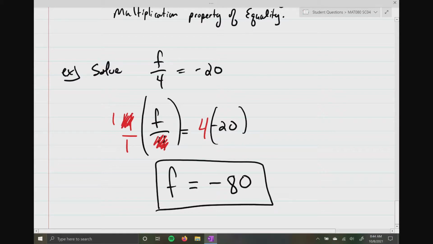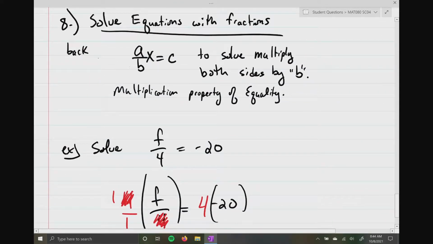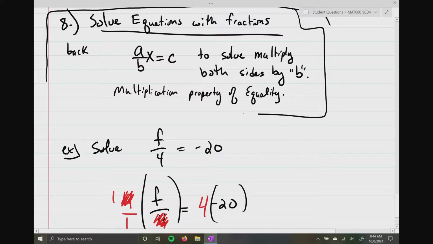No. All you got to do is know this right here. I'm going to put a big box around it. If it'll let me, there we go. You just know that property.